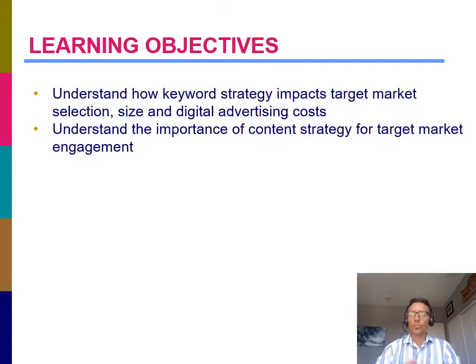Two primary learning objectives this week. I want you to understand how keyword strategy impacts your selection of your target market, as well as the size of the market that you're going to be working with, and how keyword selection, meaning the words that they're going to use to search for your products, also impacts the digital advertising costs that you're going to pay. That's the first learning objective. And the second learning objective is going to be about some common strategies for using content to get your target market engaged with your content.